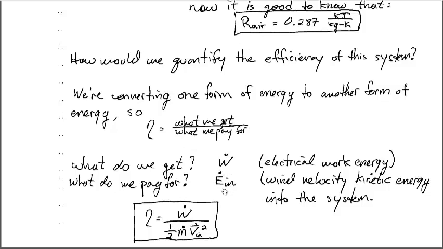Okay, so this E dot in represents what we pay for. So the way we define the efficiency of a windmill system is the electrical power out of that windmill divided by the inlet kinetic energy into that windmill. Okay, well that's it. Hopefully now you know everything that you've ever wanted to know about windmills, or at least how to analyze them thermodynamically.